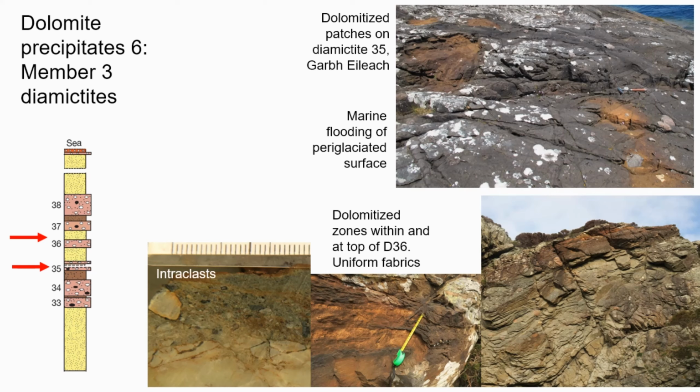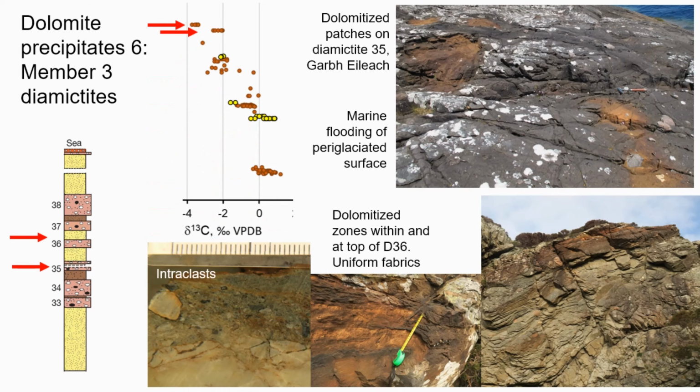The top of D35 was an exposed surface with frost-shattered stones, and I therefore interpret the dolomite patches as forming during the subsequent marine transgression. And if we look again at the carbon isotope profile, we see that it has fallen to more negative values.